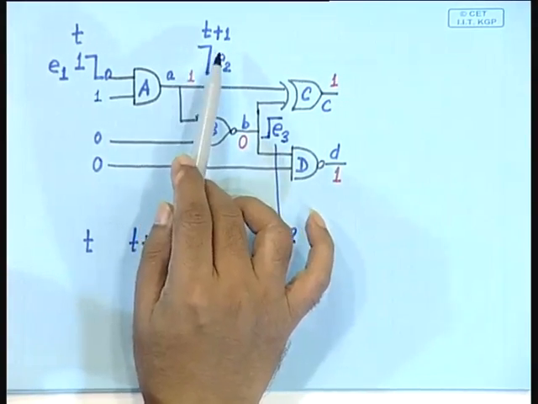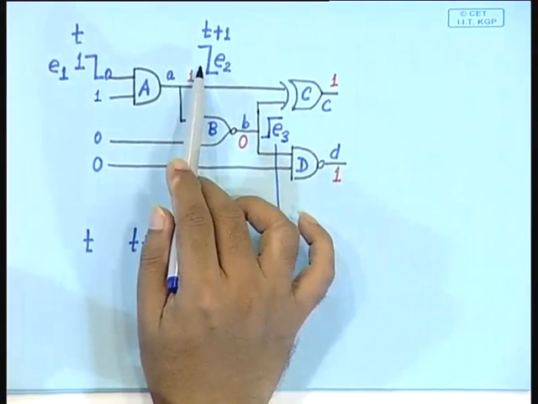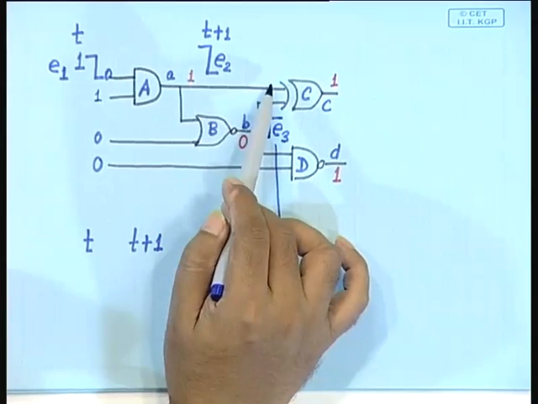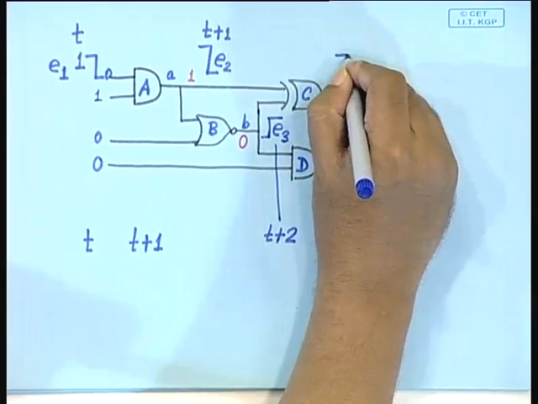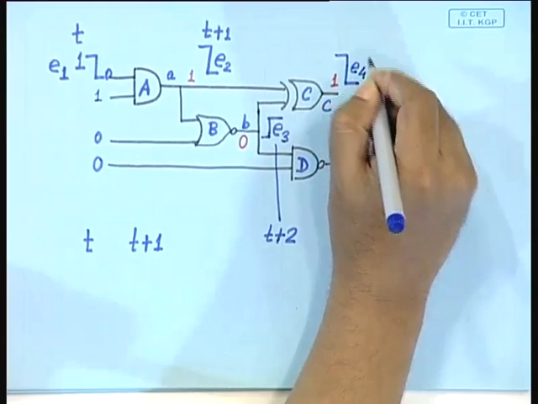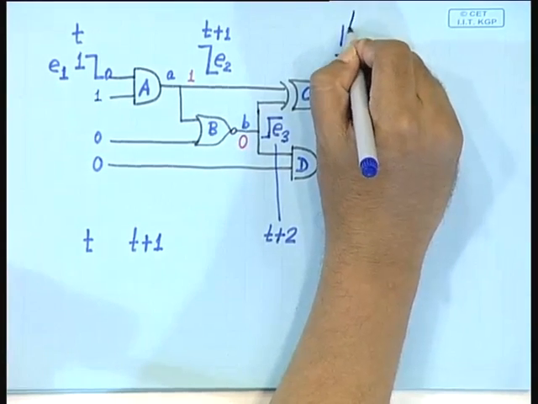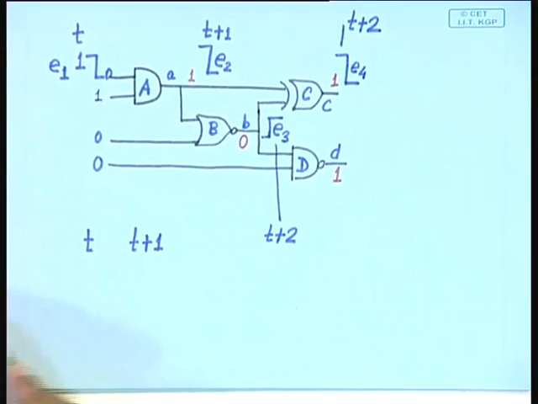Let us look at this. What was the value of this? This was 0. This one has become 0. So, it is going to change. So, we are going to have a fall event. Let us call it E 4. What is the time at which this is going to take place? T plus 2, right. Anything else to be done at T plus 1? No. So, we are done with T plus 1, right. Now, what do we do at T plus 2?